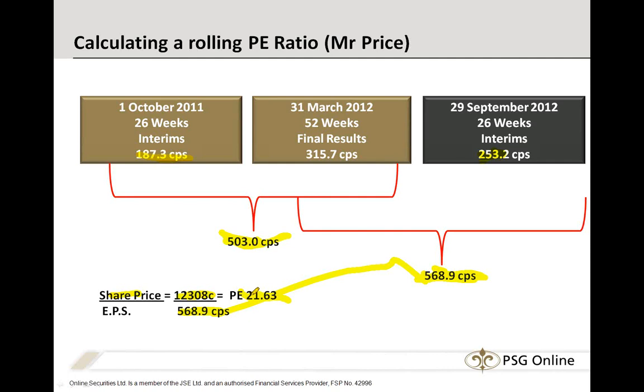So look at yesterday's newspaper, you'll see that the JSE had a PE ratio for Mr. Price of 21.6. Okay, and that also ties back to our website. Okay, what does that mean? Is it cheap or expensive?